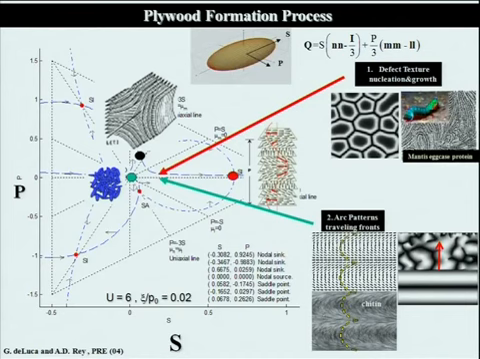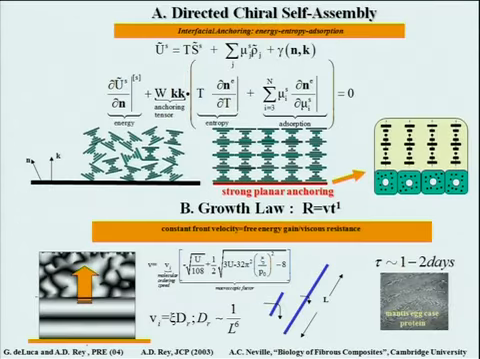So you have a velocity that will depend, as I show you in a minute, on the pitch and other things. And at the end of the day, with this unidirectional motion that comes from strong anchoring, you end up with your plywood. So the two points is the directed chiral self-assembly.